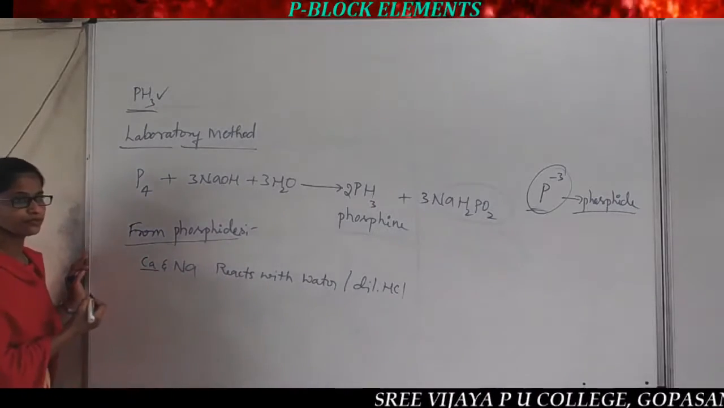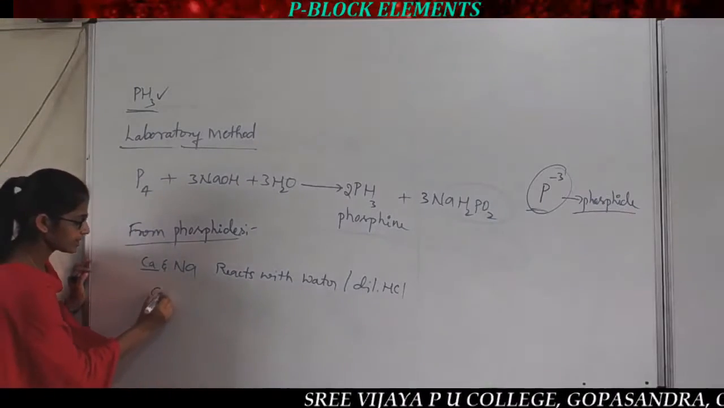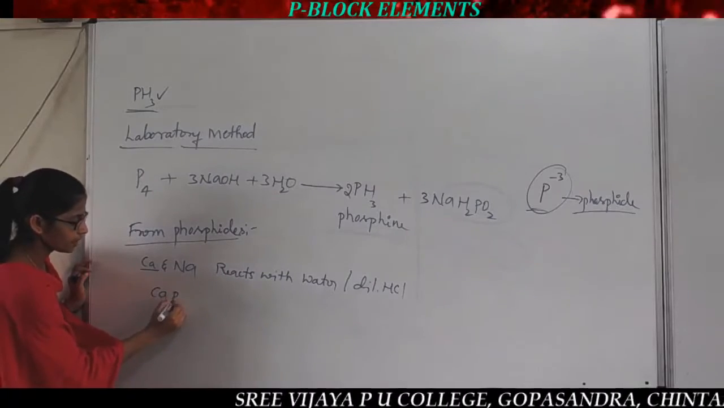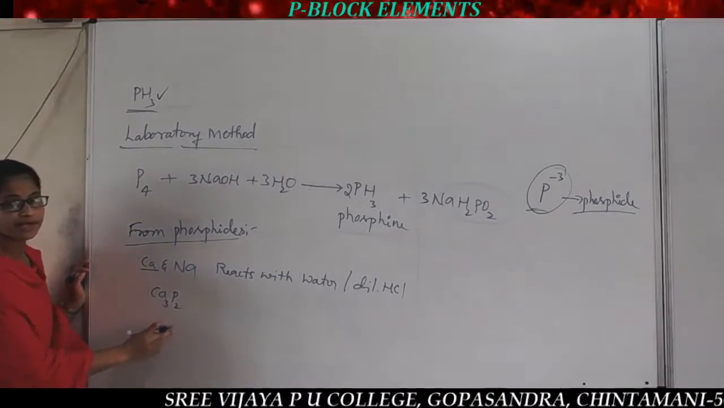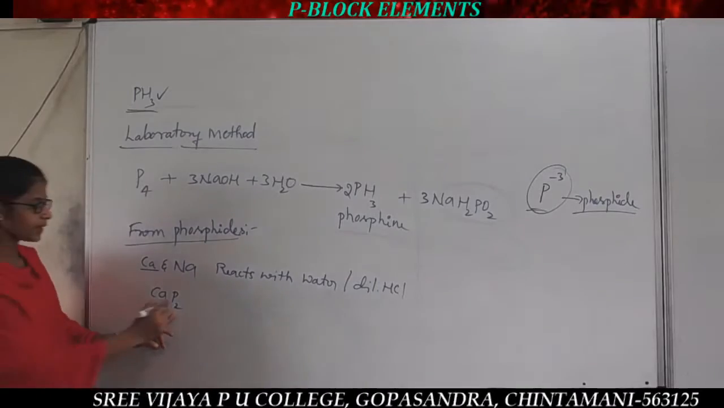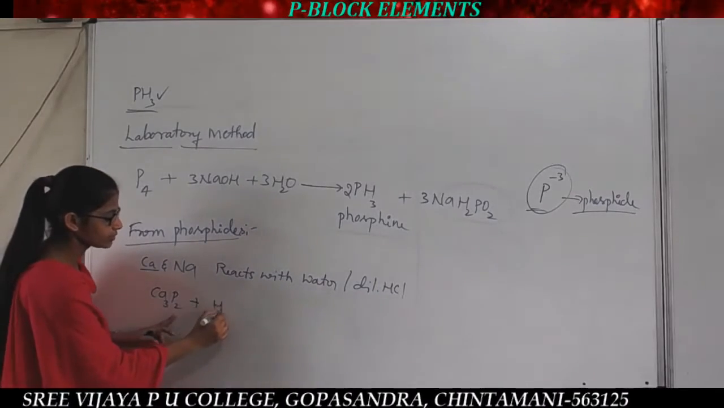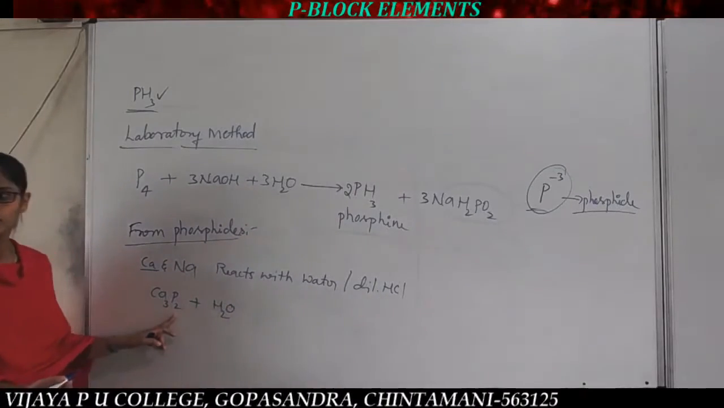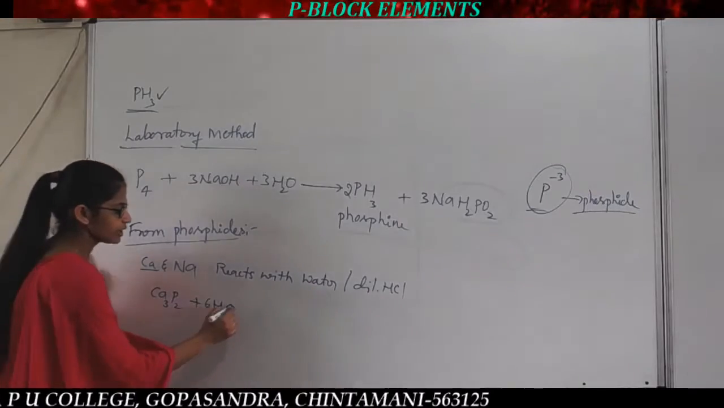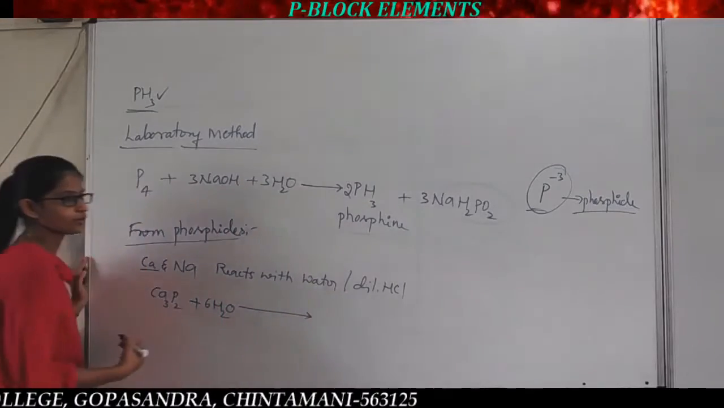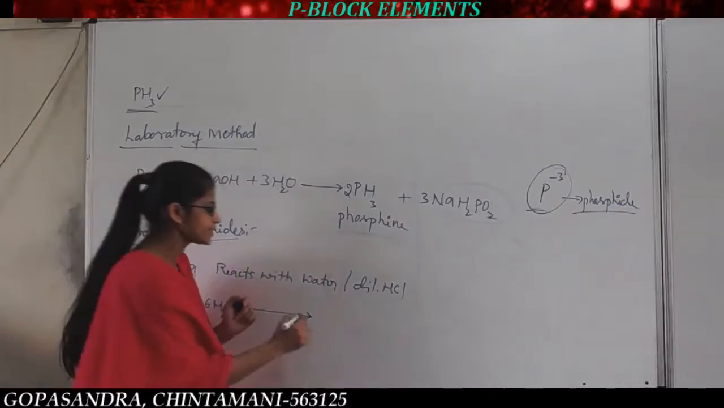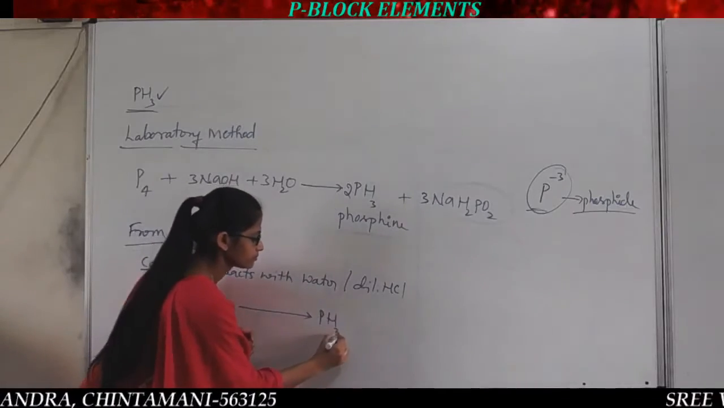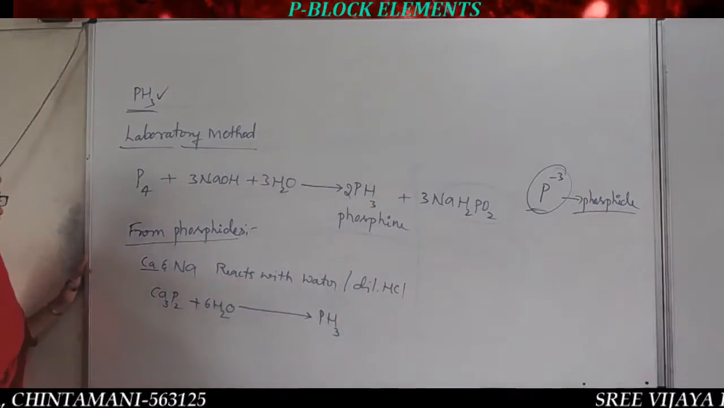Usually one of the examples of a metal phosphide is Ca3P2. This we call calcium phosphide. It reacts with water. Taking 6 molecules of water here, it gives rise to the compound we call phosphine.